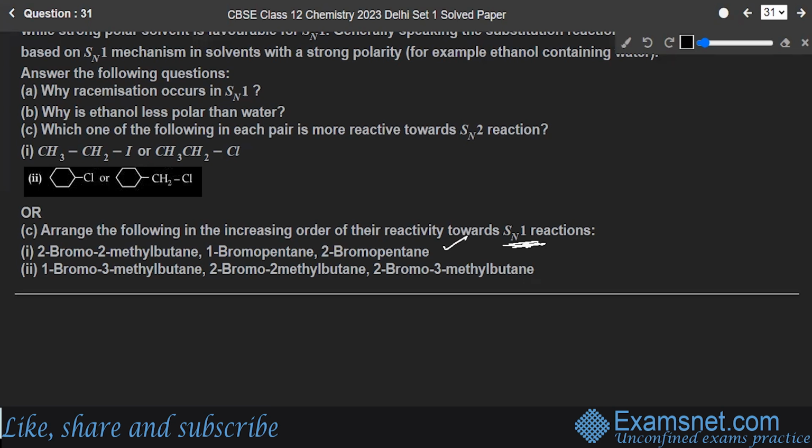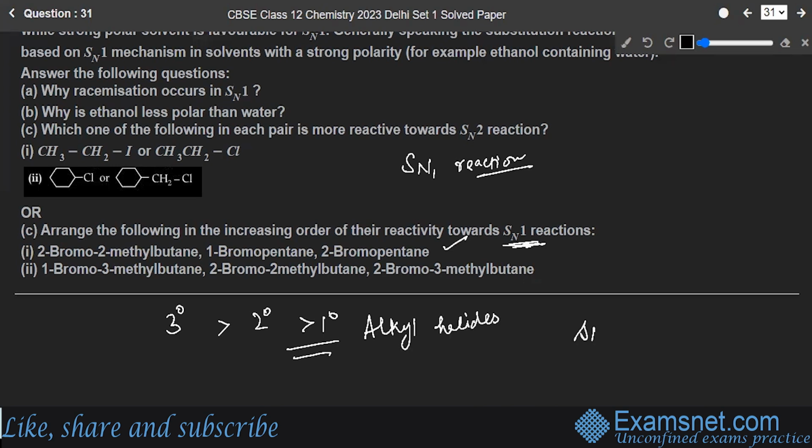Before starting with the question, if I talk about the reactivity of SN1 reactions towards the halides, first of all, the tertiary halides, they are followed by the secondary halides, followed by the primary alkyl halides. This is the order of their reaction. This order is basically based on the stability of carbocations, which are formed after the removal of halide ion.